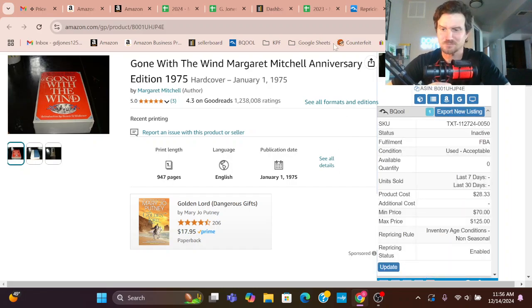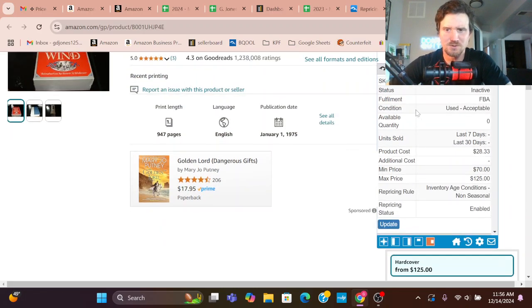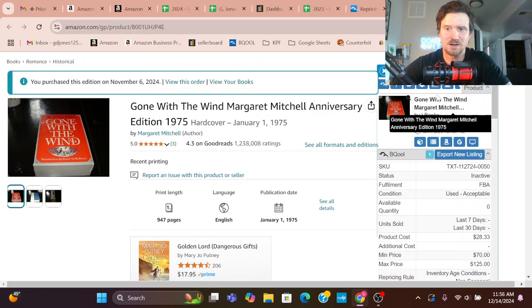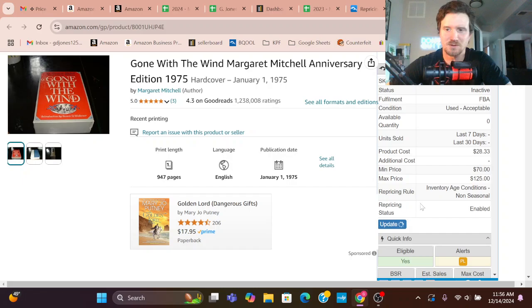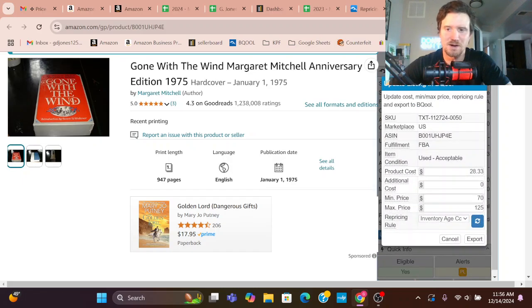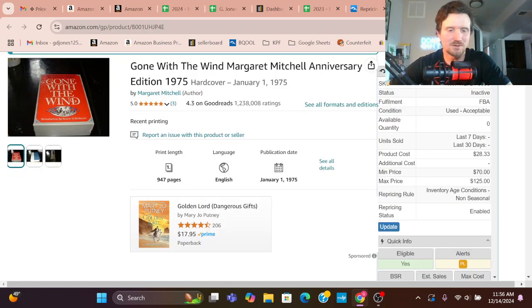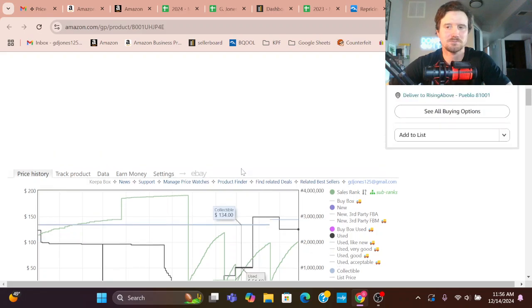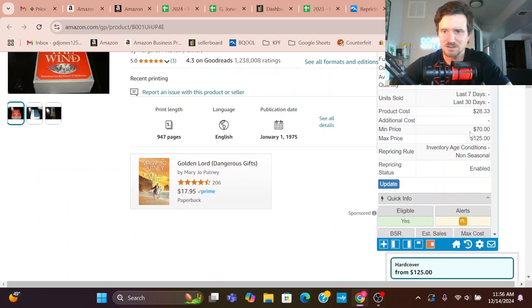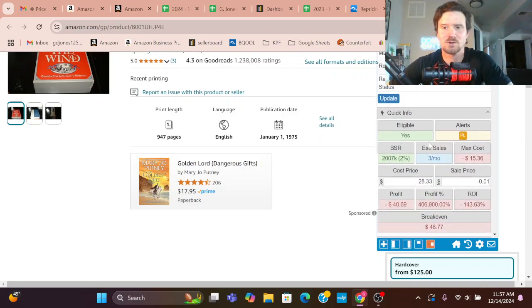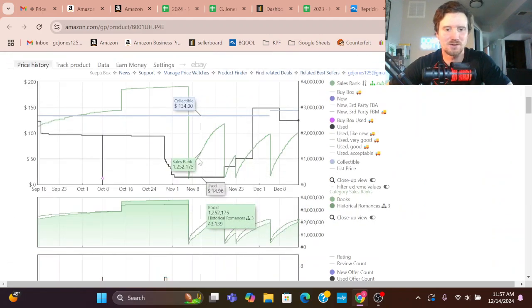But anyways, the first thing I'm going to do, you can also do this now on SellerAmp, where you can update it and then put your min and max and go from there. It's pretty seamless. I still like to do it over here just because it's a habit now. You can see that my min price is 70 and my max price I got at 125, and at 28.33. So first off, my min price, I usually will go down here and look.